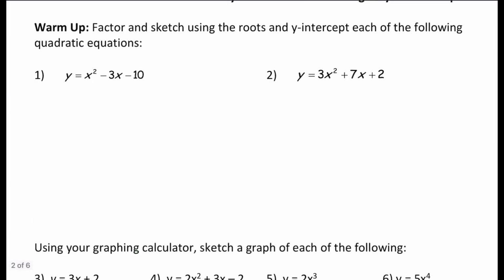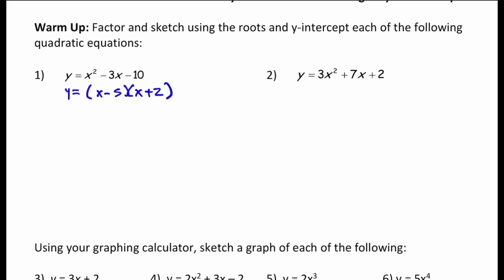So as a warm-up here from Algebra 2, we're going to factor and sketch using the roots and the y-intercept of each of the following. So first thing I'd like you to do, factor this quickly, x minus 5, x plus 2.